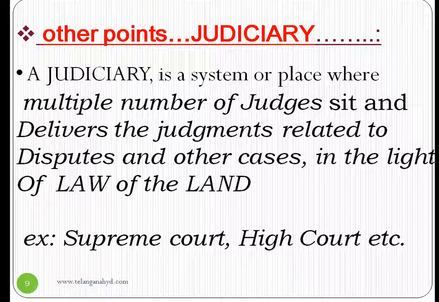The other word is judiciary. A judiciary is a system or place where a number of judges sit and deliver judgments related to disputes and other cases in the light of the law of that land. Example, Supreme Court, High Court, etc.